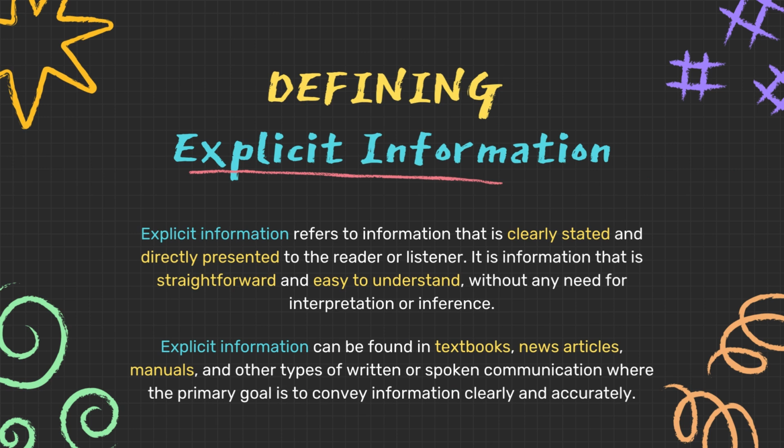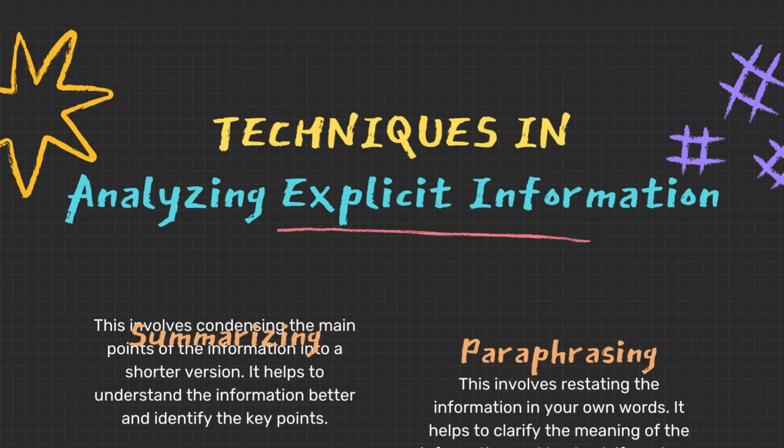Defining explicit information. Explicit information refers to information that is clearly stated and directly presented to the reader or listener. It is information that is straightforward and easy to understand, without any need for interpretation or inference. Explicit information can be found in textbooks, news articles, manuals, and other types of written or spoken communication where the primary goal is to convey information clearly and accurately.